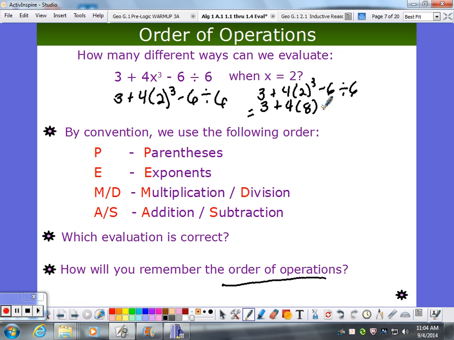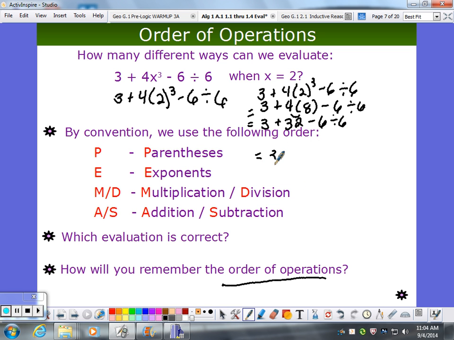I am doing one step at a time. I know a lot of you can do a whole bunch of them at once. If you want to get these right, do them one at a time. What do I do next? Multiply, division. What comes next? Work left to right for that. This is the first multiply I come to. What's 4 times 8? Okay. Then what? Division.